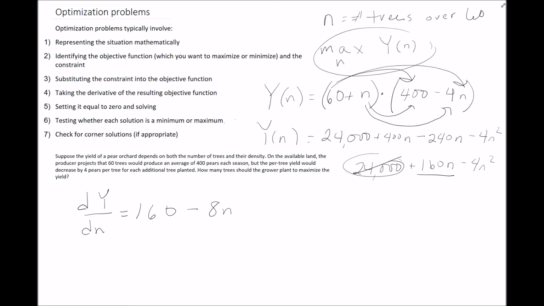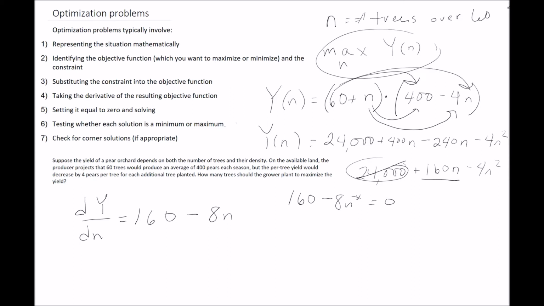Okay. Sometimes you will see professors write it in this way as 160 minus 8n star equals 0 to basically signal to you that this is not a general solution for n, but rather for the optimum value of n. So I'm going to solve for that optimum value of n. I'm going to move the negative 8n to the other side, so I get 8n star is 160, or n is equal to 160 over 8, which is equal to 20 additional trees.